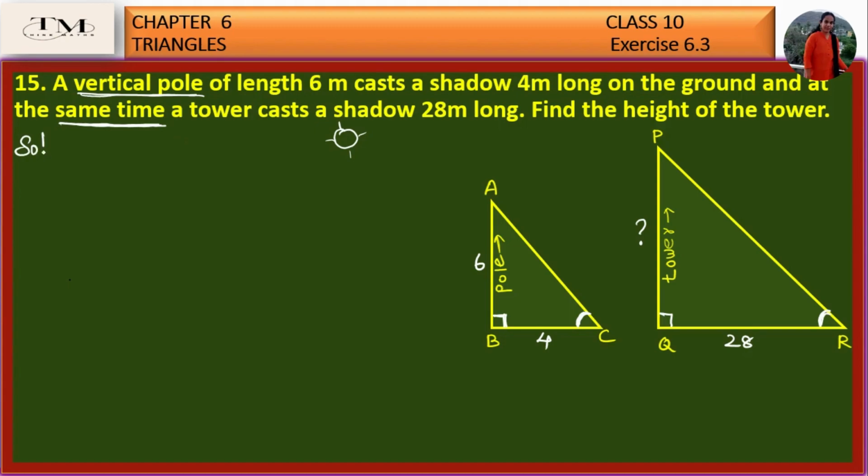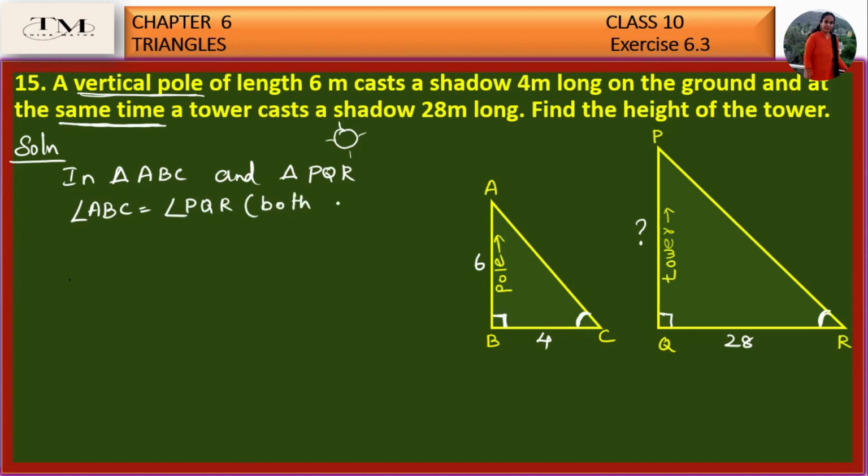So let me start the solution. So in triangle ABC and triangle PQR, what are the things we have? We have angle ABC is equal to angle PQR because both are 90 degrees. So angle ABC is equal to angle PQR, both make 90 degree because pole is vertical and tower will be straight. Tower will also be vertical, so it will make 90 degree with the ground. These are the things we get.